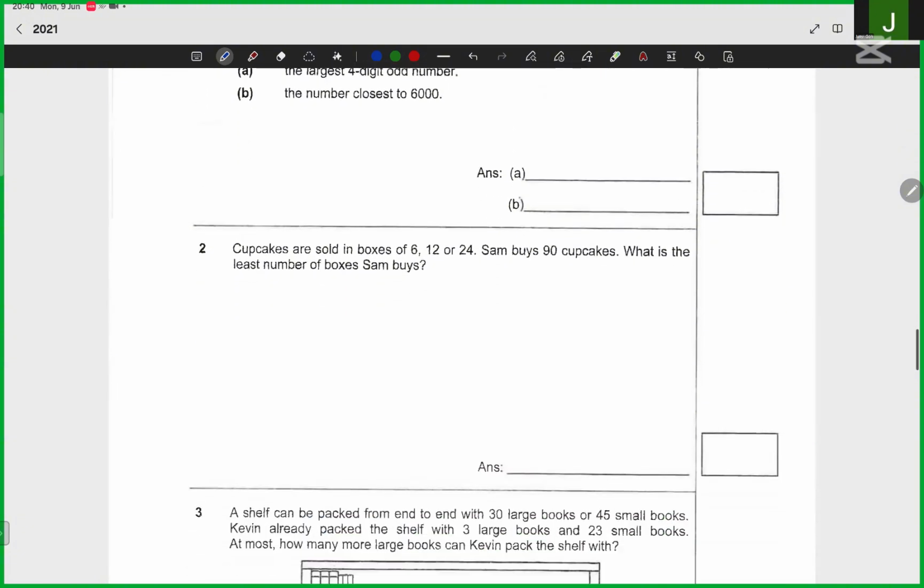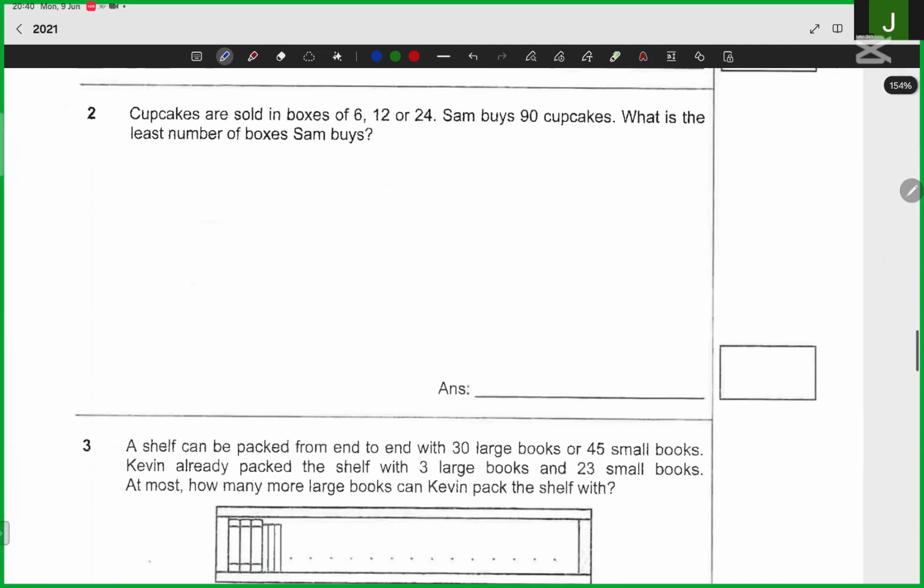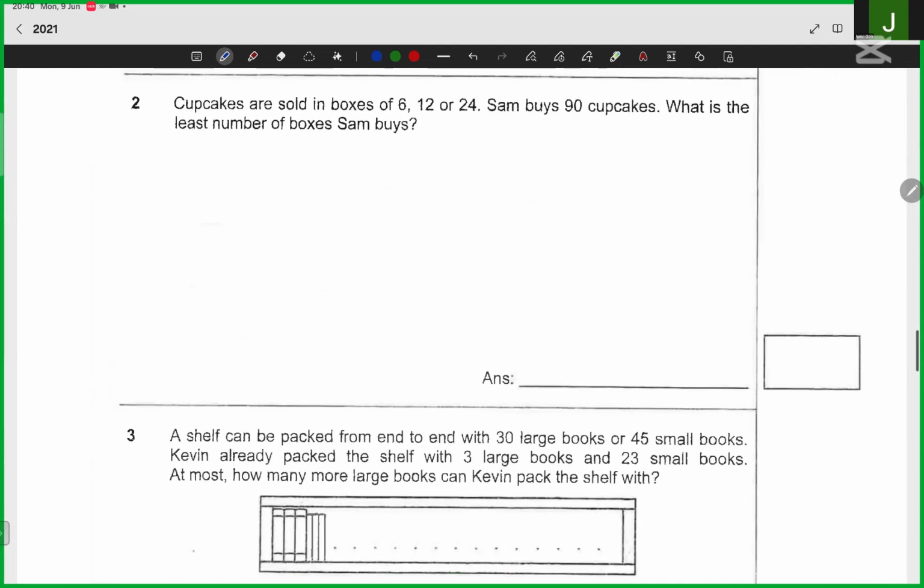Right, question 1, I think I want to skip it, nothing very difficult. Okay, question 2, not to say very difficult, but I need to think a little bit.